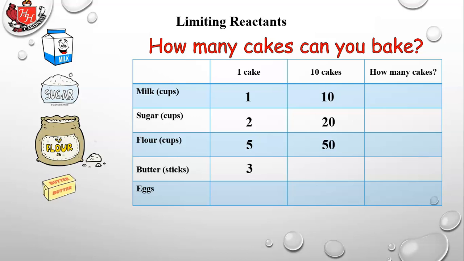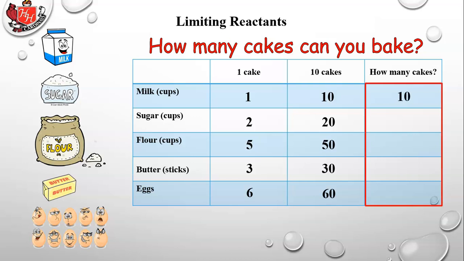1 cake is 3 sticks of butter. 10 cakes is 30 sticks of butter. 1 cake is 6 eggs. 10 cakes is 60 eggs. So tell me how many cakes you can bake if I give you the following quantities of ingredients.